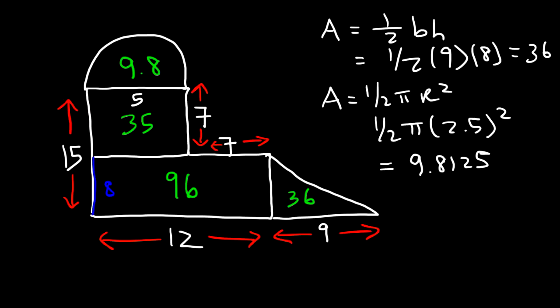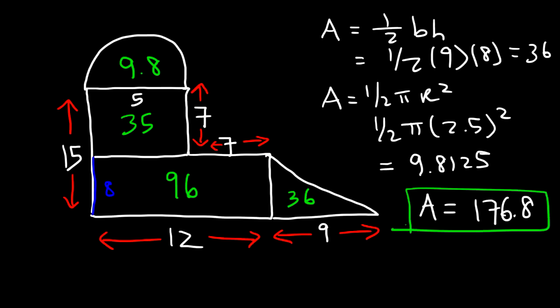So let's add up everything. 96 plus 35 plus 36 plus 9.8. That will give us a total area of 176.8. So that is the area of the figure.